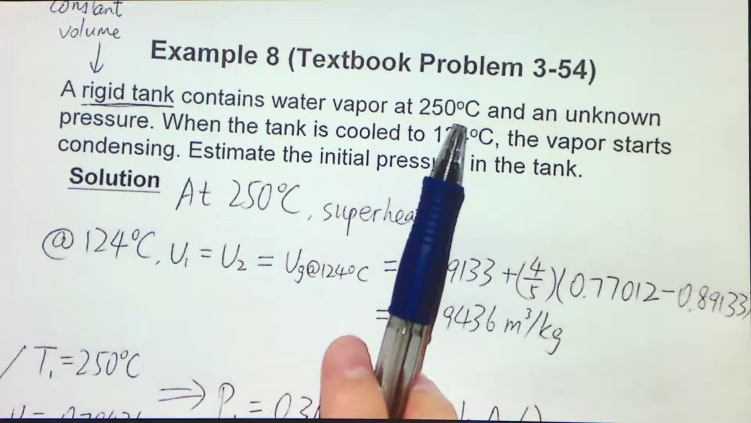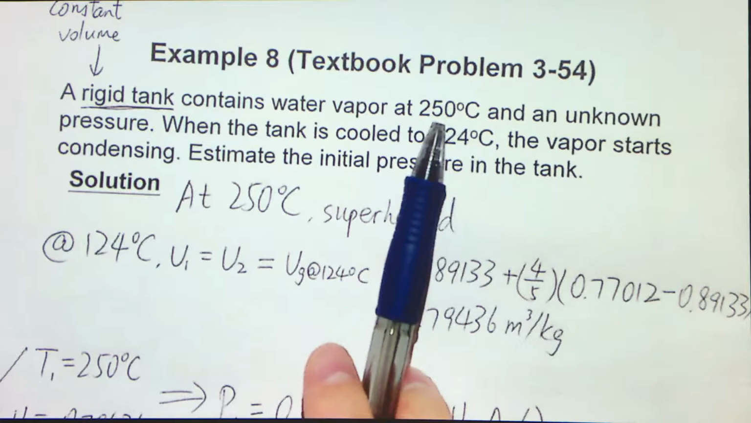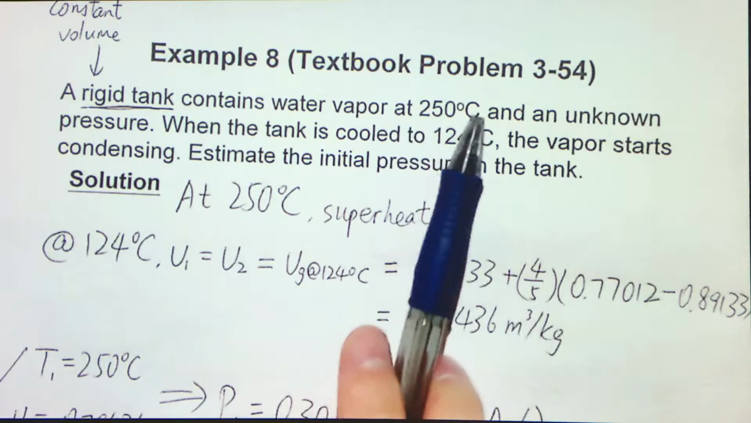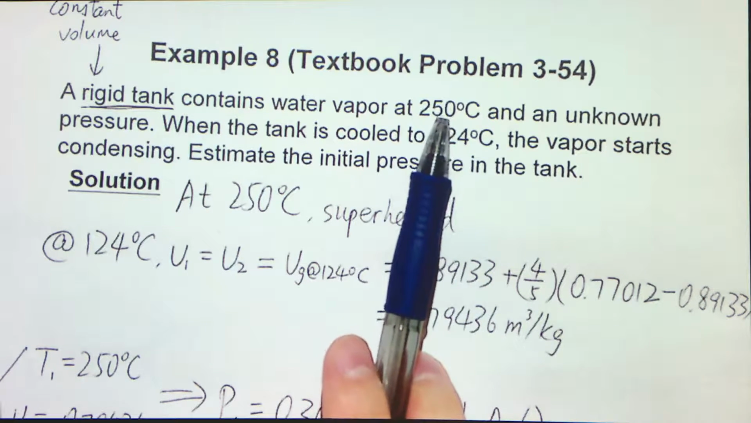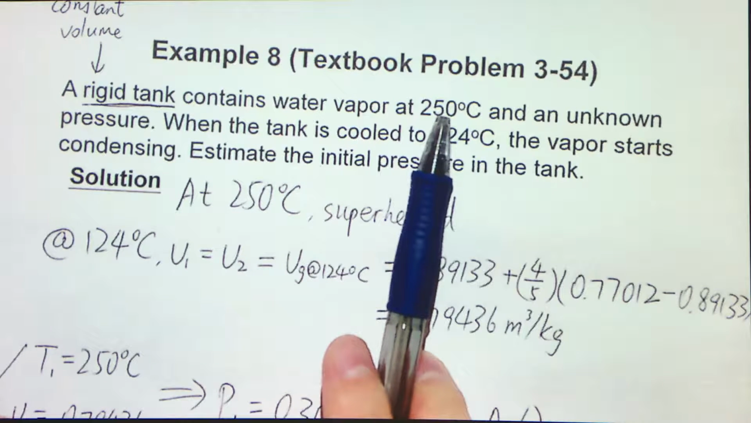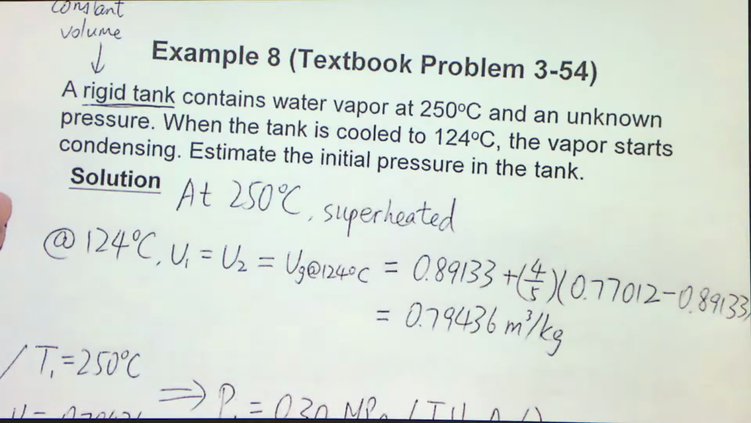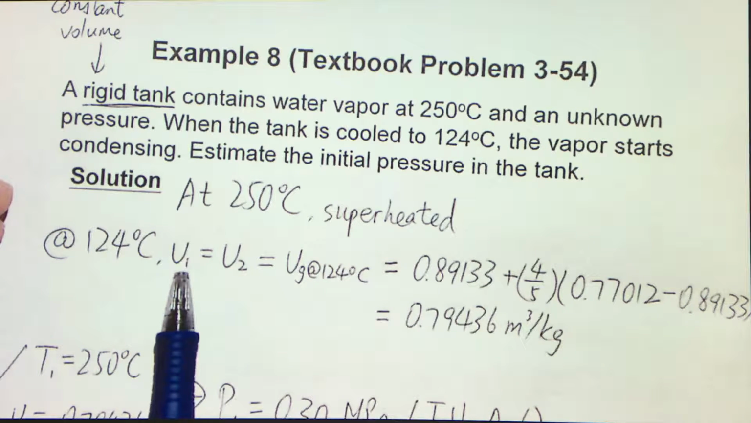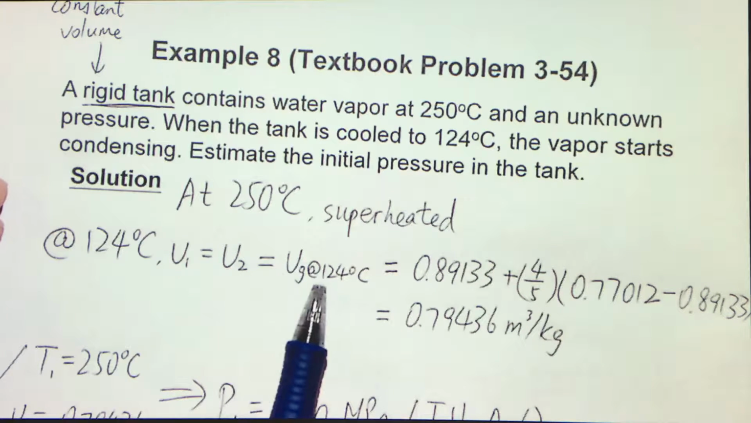But how can we find out the properties for the superheated state? We just have this temperature, and we need one more property to fix the state. In this case, because we can find the specific volume, we also use the specific volume to fix the state. We first find the volume, and we know that the volume at state 1 and state 2 are the same, which is equal to the Vg at 124 degrees C.